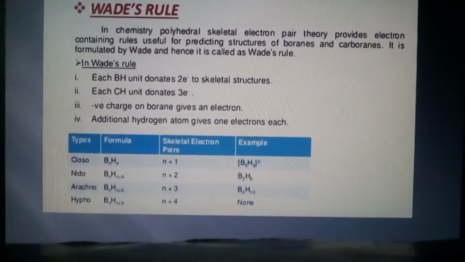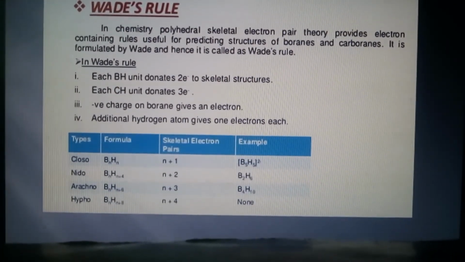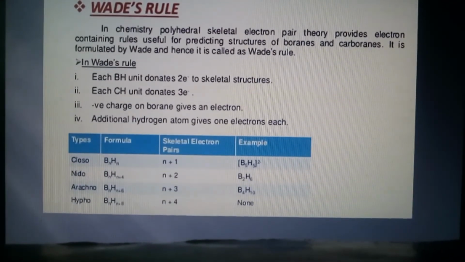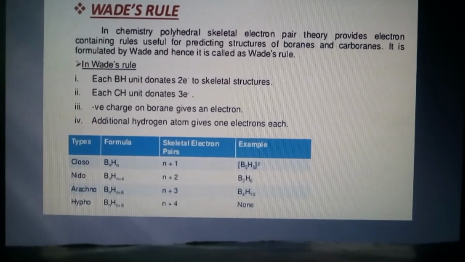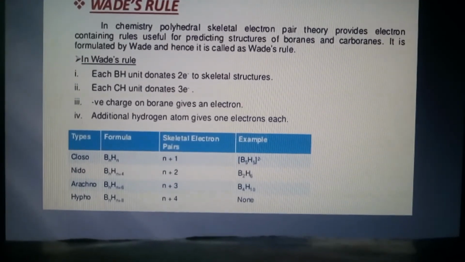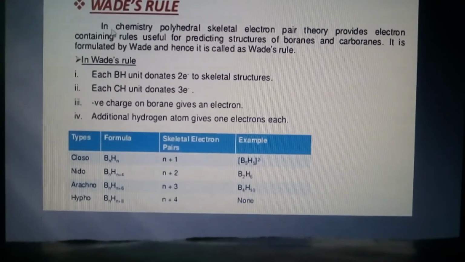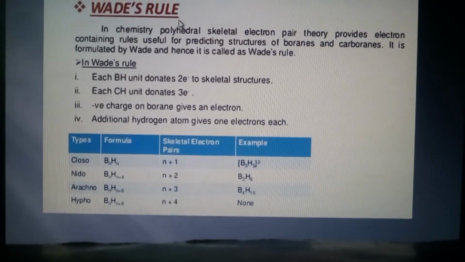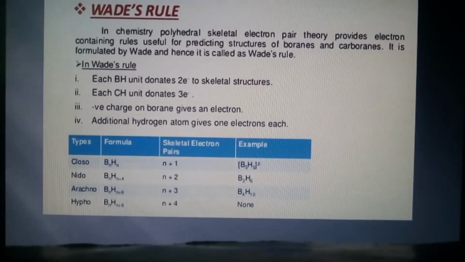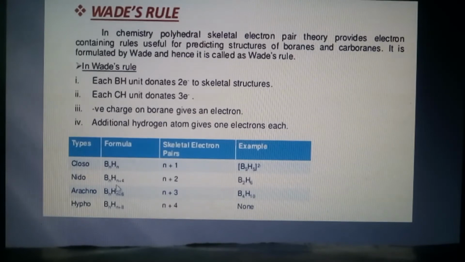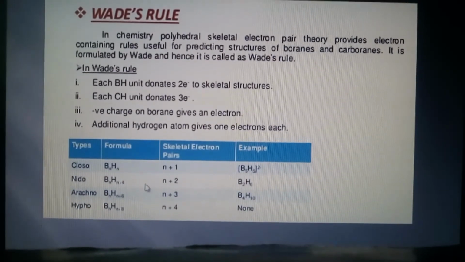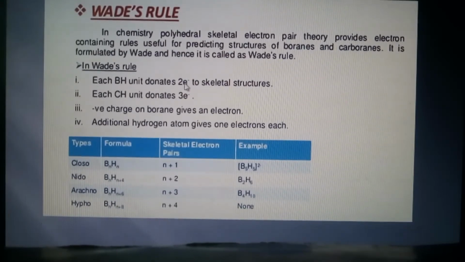Let me now discuss how we identify the different types of boranes as closo, nido, arachno, etc. There is a rule called Wade's rule. Using this rule, we may classify different types of boranes as closoborane, nidoborane, arachnoborane, and hypoborane. How do we classify? See the rules.